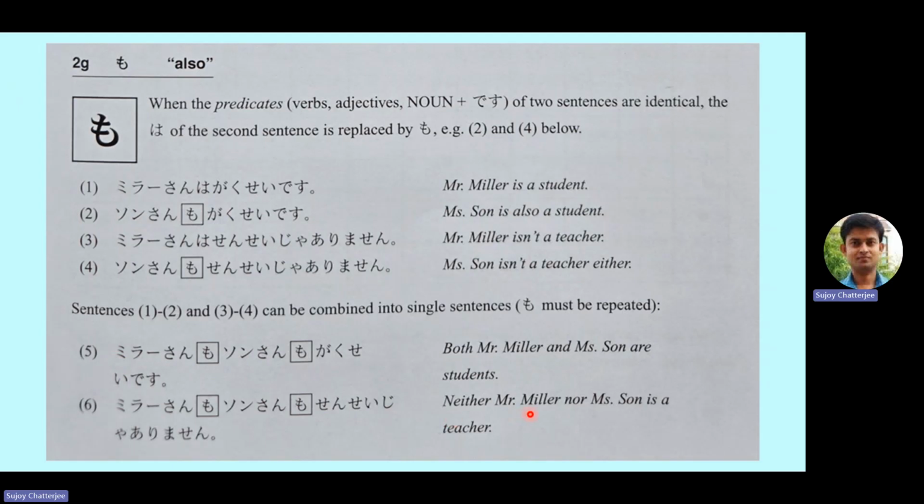Next, neither Mr. Miller nor Miss Son is a teacher. Then again similarly we have to write Mira-san mo Son-san mo sensei ja arimasen, or Mira-san mo Son-san mo sensei dewa arimasen. So in this way in Japanese, for combining two sentences, we have to add the particle twice. So as many sentences will be combined, there will be that many particles, either wa or mo, as the case might be.